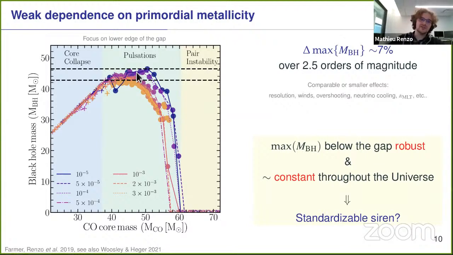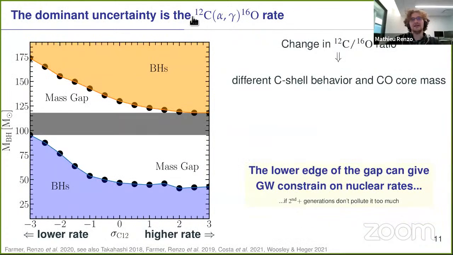There is, however, one thing to which the black hole masses are sensitive. And the only uncertainty that we were able to find that has a big role is the rate of the C12 alpha gamma reaction. This reaction basically governs the end of helium core burning, because at the beginning of helium core burning you make some carbon, and then you have a mixture of carbon and helium, the alpha particles, that can do this reaction to finish burning up helium. And the rate of this reaction determines the ratio of C12 to oxygen 16 in your core.